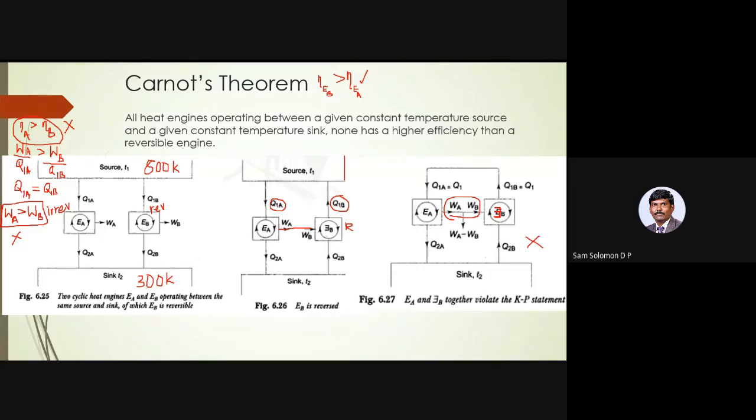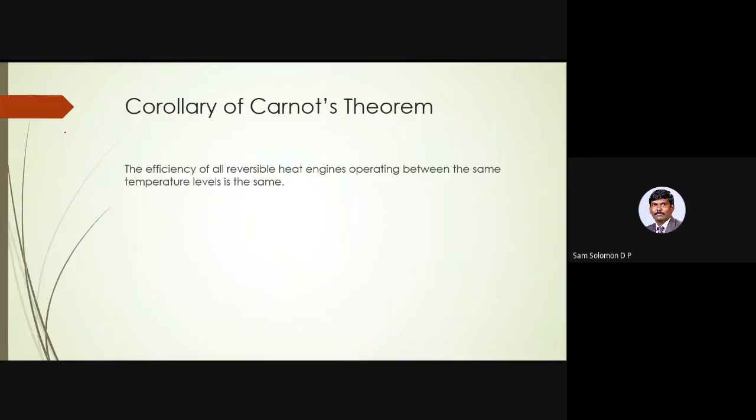So Carnot's theorem, to be very simple: if you have two engines operating between the same temperature limits, the reversible engine will have more efficiency than the irreversible engine. That is what Carnot's theorem is telling us. And the corollary of Carnot's theorem is that the efficiency of all reversible heat engines operating between the same temperature levels is the same.